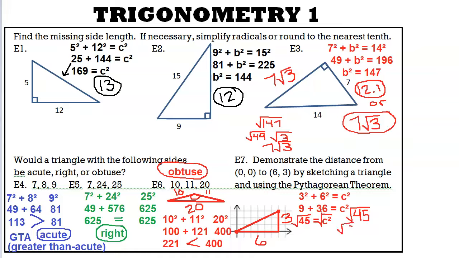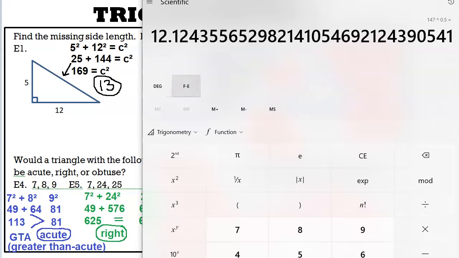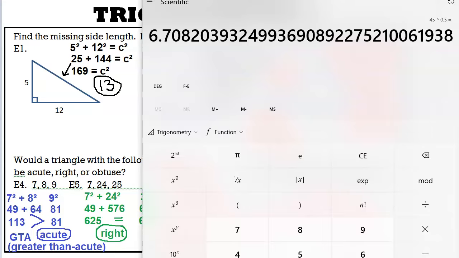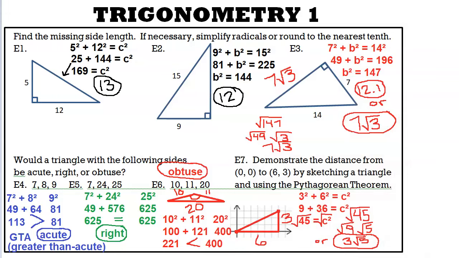you would end up getting 9 times 5. And then the reason I chose 9 is because the square root of 9 is 3. There you go. So you get 3 radical 5. I'm also giving you the option of using decimals rounded to the nearest tenth if you are struggling with simplifying radicals. And I got 6.7 for that. So you've got 6.7 or 3 radical 5.